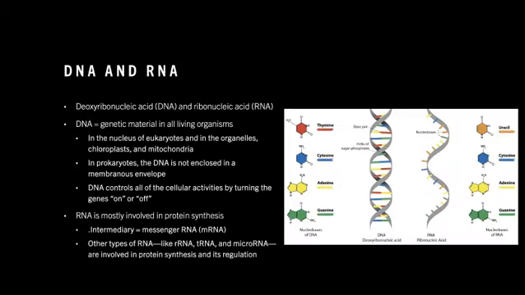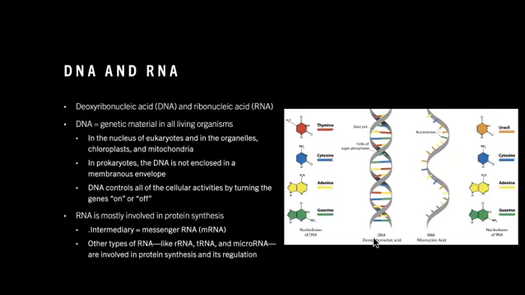So first, just taking a look at both of these. What does DNA stand for? It's for our deoxyribonucleic acid, whereas RNA is for our ribonucleic acid. And in terms of our DNA, that is going to contain all of our genetic material. And within eukaryotes, we'll find the DNA within the nucleus. We also find it within chloroplasts and mitochondria.